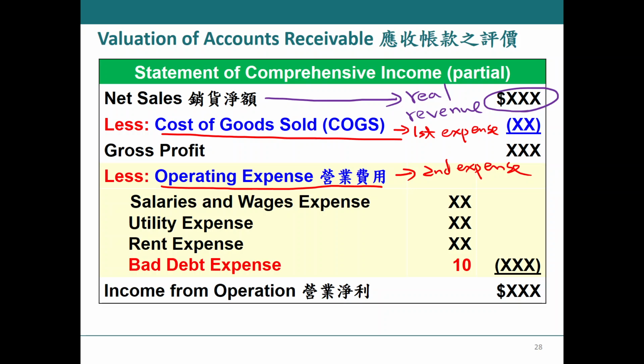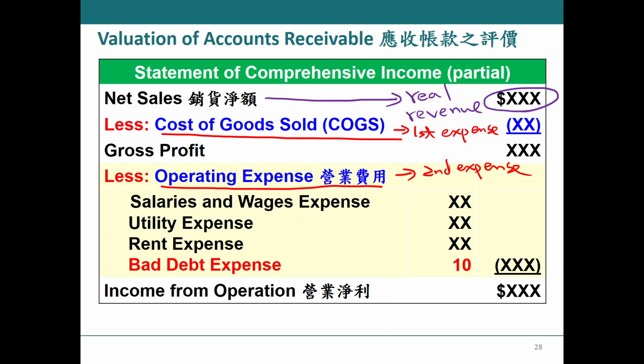Rent expenses, 租金费用, what's that? Maybe you don't have a building, right? So you have to rent an office, so you have to pay the rent expenses. But no matter which one, why do these kinds of expenses happen? Because you want to do the business, sell the products to earn the revenues from customers, right?